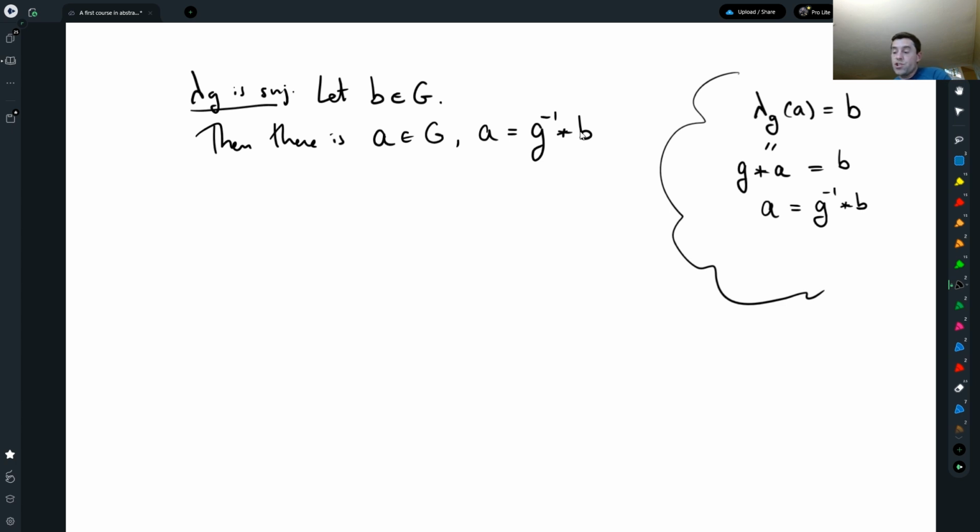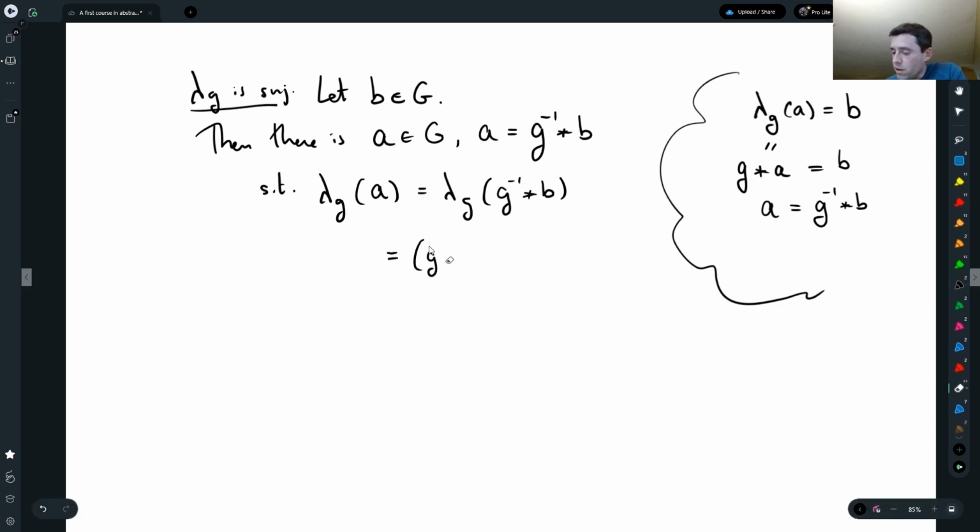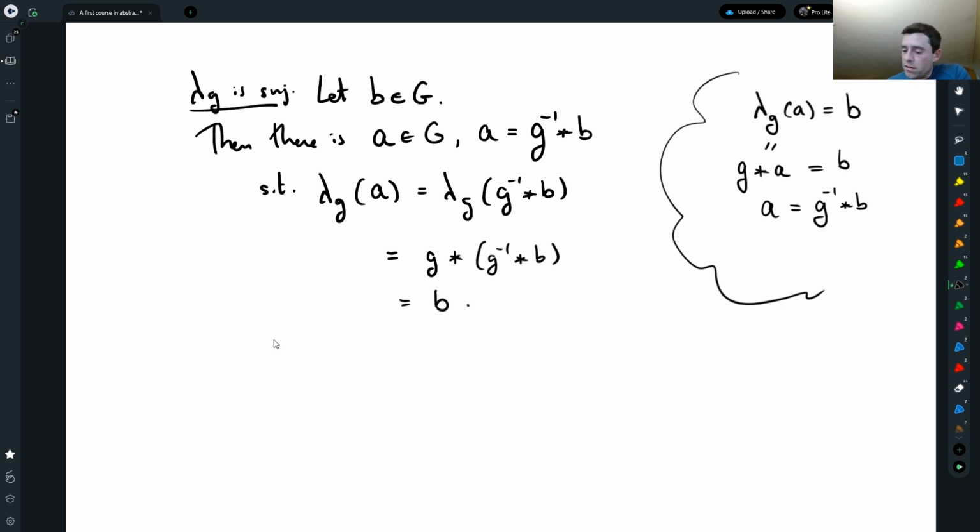Notice that g is in G. There is an inverse by the axioms. And by the closure, g inverse times b is in G, such that what happens if I send this a, this lambda_g of g inverse star b, will be precisely g times a, which is g star g inverse times b, and this will be g times g inverse, which is the identity, and that just will be b. Thus, lambda_g is surjective, injective, and a bijection.